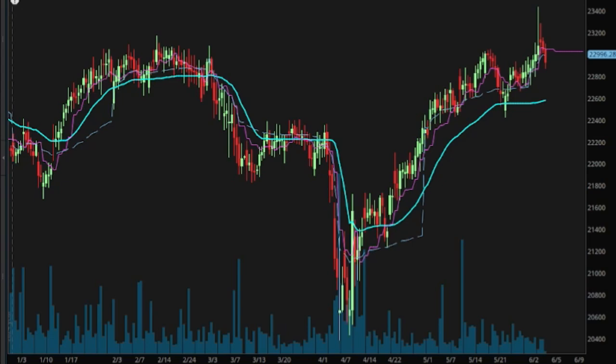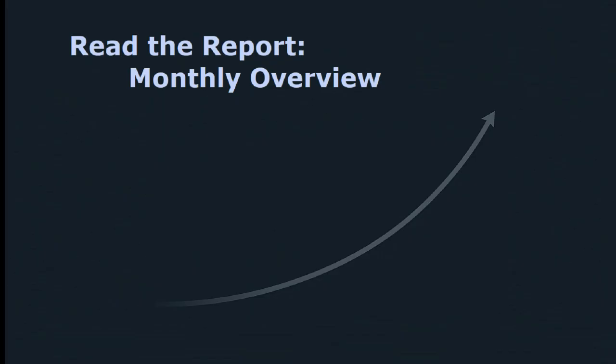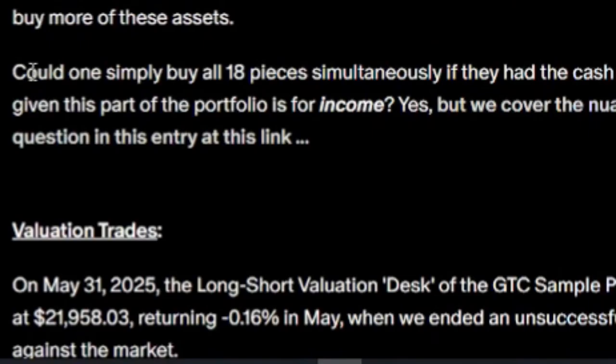When we make those purchases, we made a purchase of a new asset in February, and we made a purchase of a new asset last month in May. So actually the performance is a little bit better because of the advantage we build when we're buying those assets. If you go back to the other entry over here, that's a look ahead and our thoughts as we begin June. We usually put that out sometime in the first week. If you go to the equity, there's total portfolio right here. Could one simply buy all 18 pieces simultaneously if they have the cash to do so, given this part of the portfolio is for income?